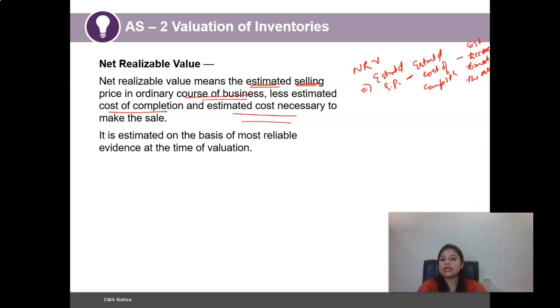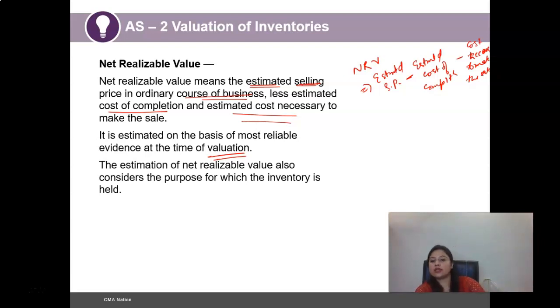It is estimated on the basis of the most reliable evidence at the time of valuation. So when we are valuing the inventory, at that particular time the most reliable basis would be adopted, and on the basis of such methods we would be estimating the selling price, the estimated cost of completion, and any other cost which is necessary while making the sale of such inventories.